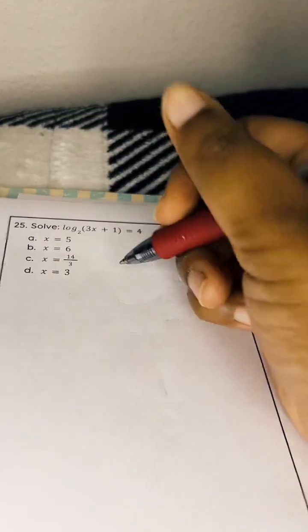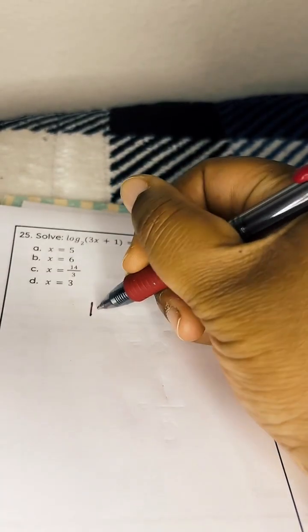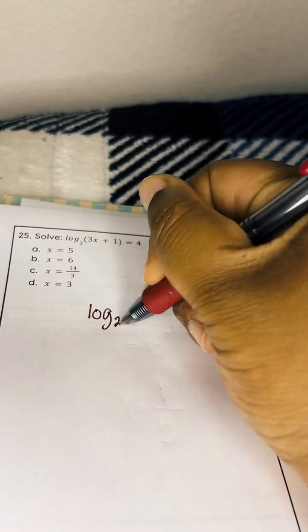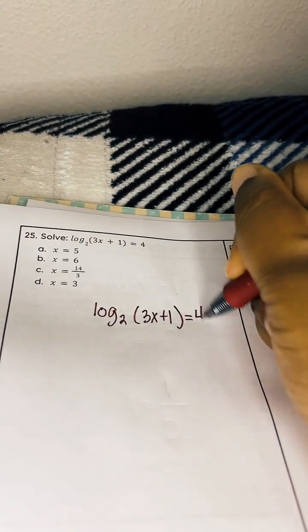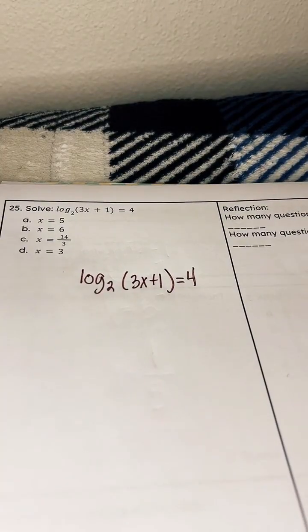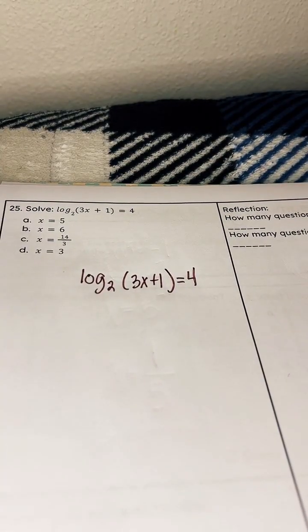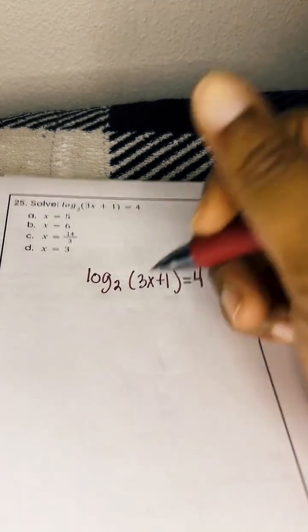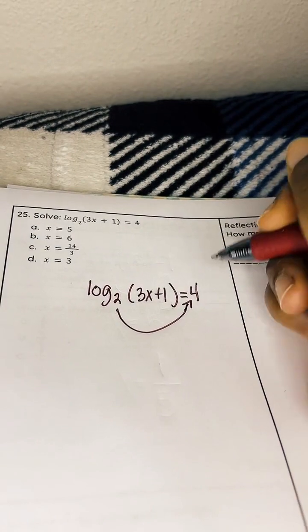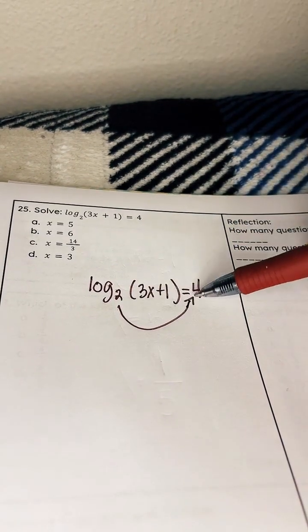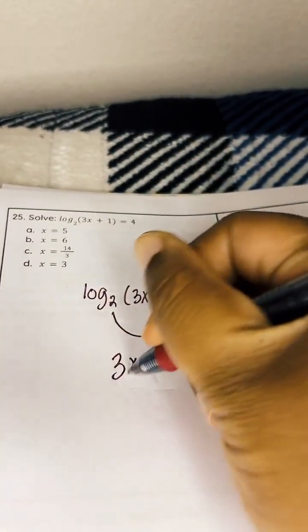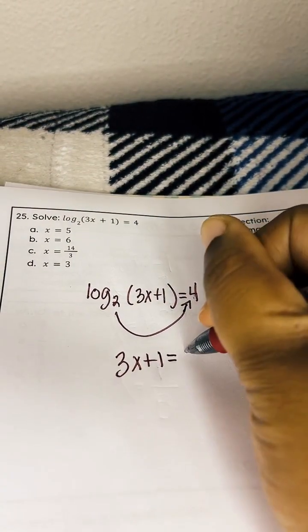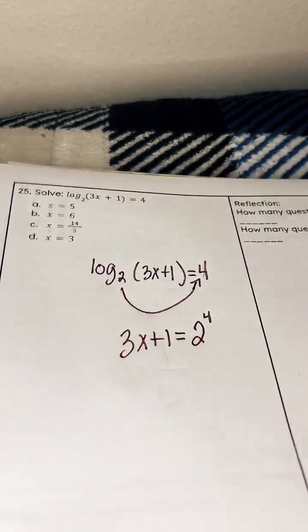We have 1 log, so we don't have to worry about condensing. Okay, so we got log base 2 of 3x plus 1 equals 4. The only way we can get rid of a log is by the swing. Swing it. Remember, I'm swinging this 2 to kick this thing up. So it becomes 3x plus 1 equals 2 to the 4th power.